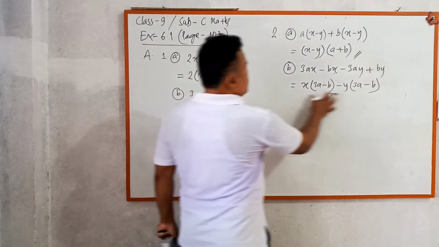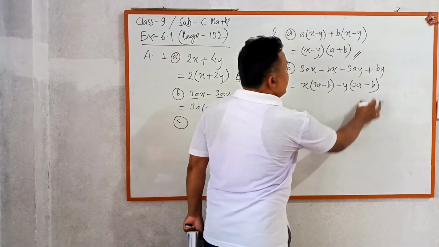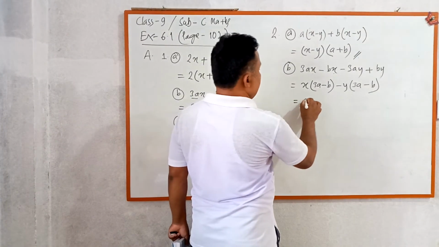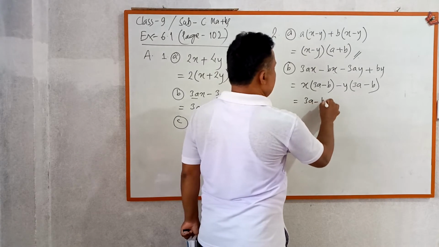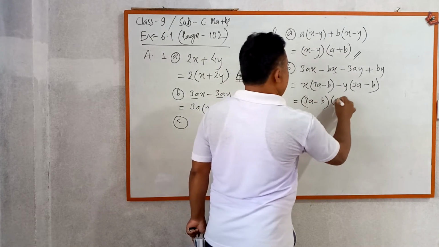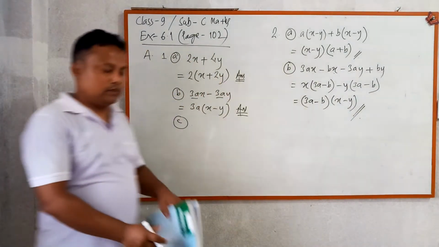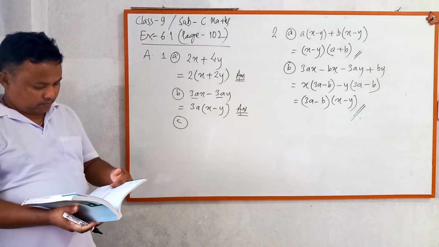And now from these two, 3A minus B is again common. So we can take 3A minus B common, and X minus Y. Okay. This is the answer to this question.